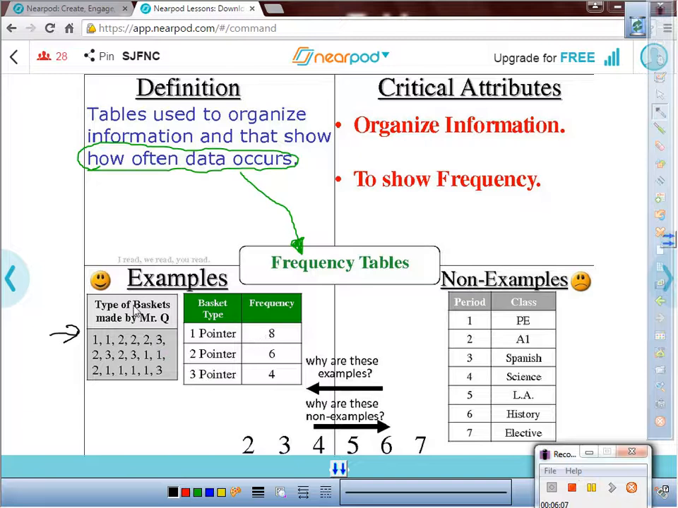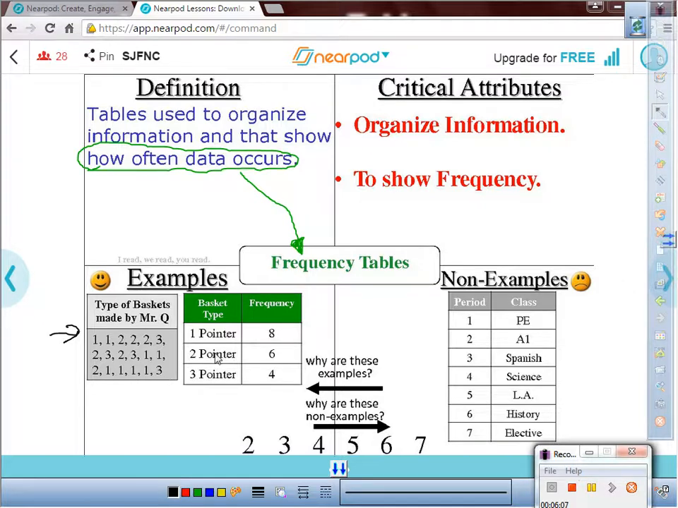So this data says type of baskets made by Mr. Q. There are 3 different types of baskets in a basketball game: 1-pointers, 2-pointers, and 3-pointers. So let's see how it went in a game. Mr. Q made 2 1-pointers, and then 3 2-pointers and a 3-pointer. Then a 2-pointer, 3-pointer, 2-pointer, 3-pointer, and then 2 1-pointers. A 2-pointer, 1-pointer, 1-pointer, 1-pointer, 1-pointer, and a 3-pointer.